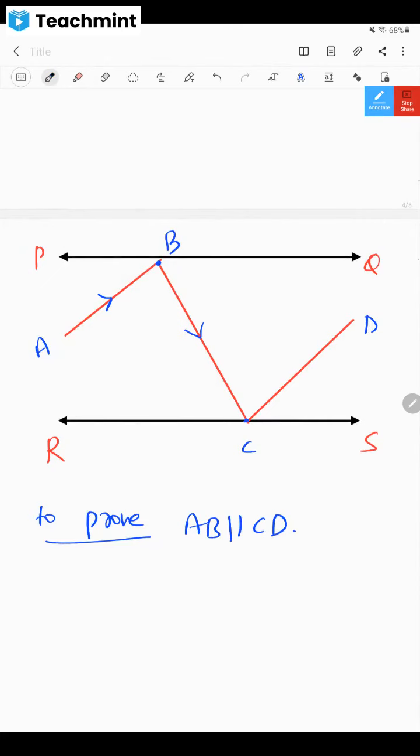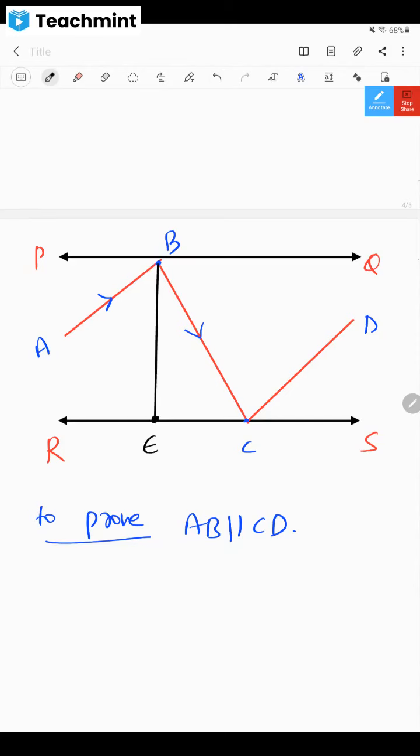Now, let's look into this. I will draw one normal here, dear children, like this. Let me name it BE. Can I name it BE?